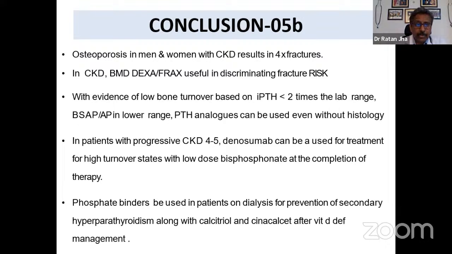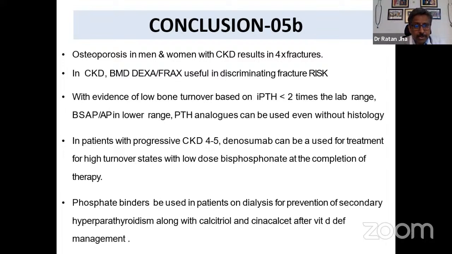So to conclude, osteoporosis in men and women with CKD results in 4 times the fracture risk compared to the general population. In CKD, the bone mineral density based on the DEXA scan and the FRAX tool can be used to discriminate the fracture risk. With evidence of low turnover bone disease, based on PTH less than 2 times the lab range, or bone-specific alkaline phosphatase, or conventional alkaline phosphatase in lower ranges, PTH analogs can be used even without bone biopsy.